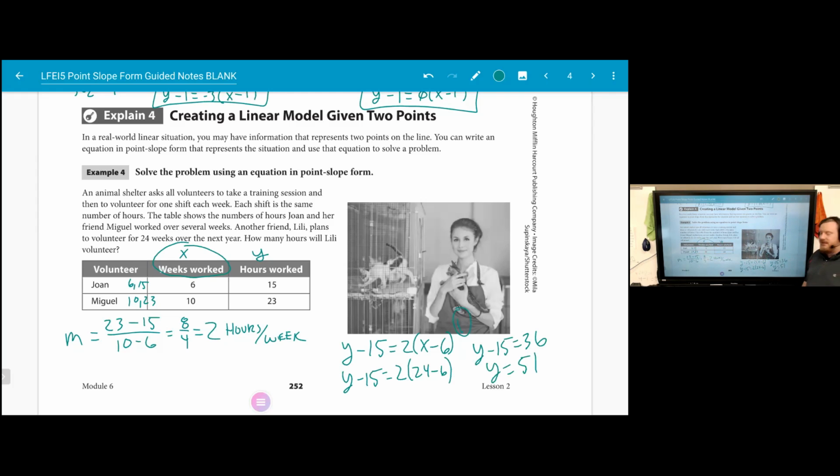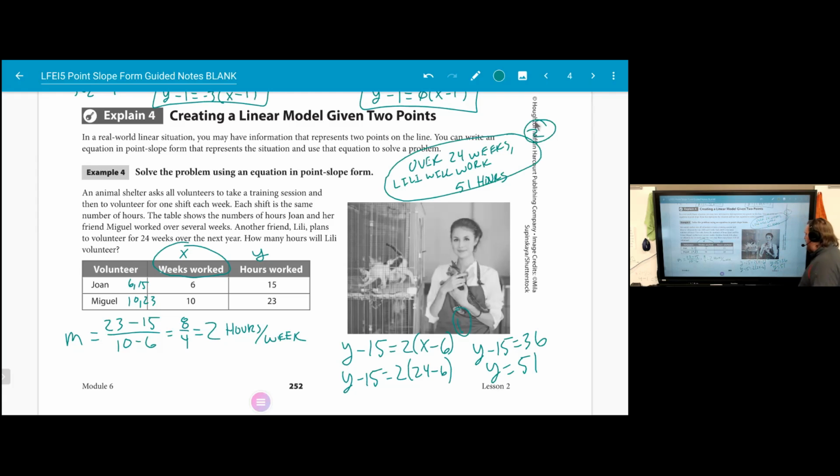51 what? So over 24 weeks, Lily will work 51. Wow. 51 hours. That's our part 2, right?